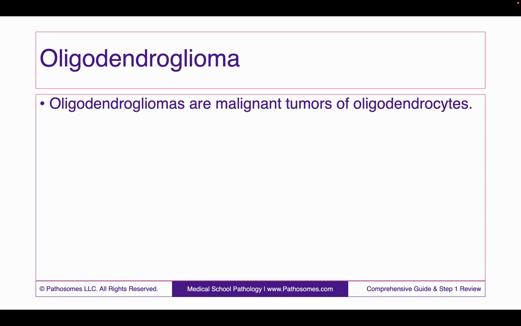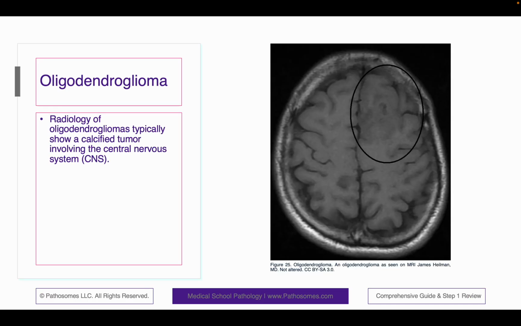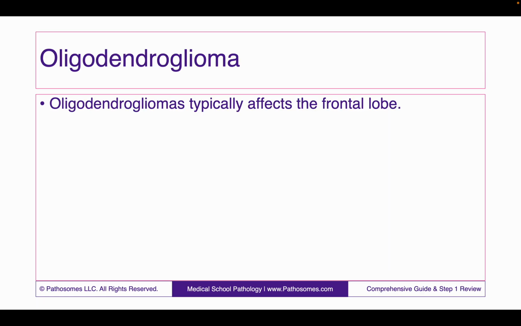Now let's talk about oligodendrogliomas. These are malignant tumors of oligodendrocytes. Here we have the radiology of an oligodendroglioma indicated by an MRI. You see that circled lesion there? The radiology of oligodendrogliomas typically shows a calcified tumor involving the central nervous system. Oligodendrogliomas typically affect the frontal lobe, and they may cause seizures due to mass effect.